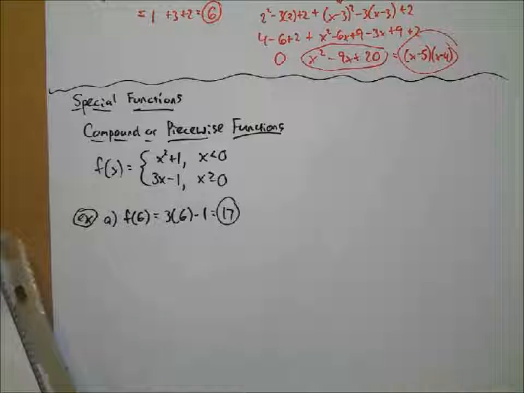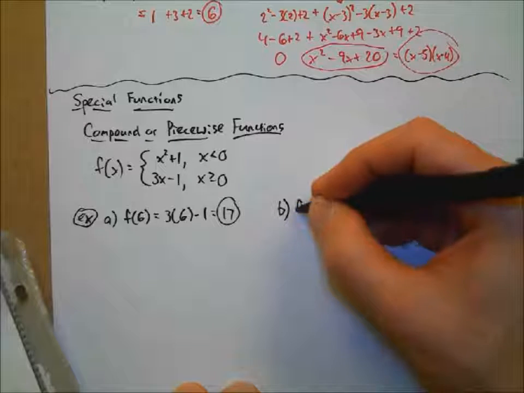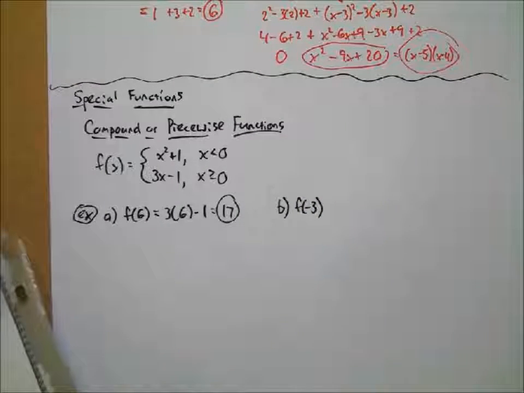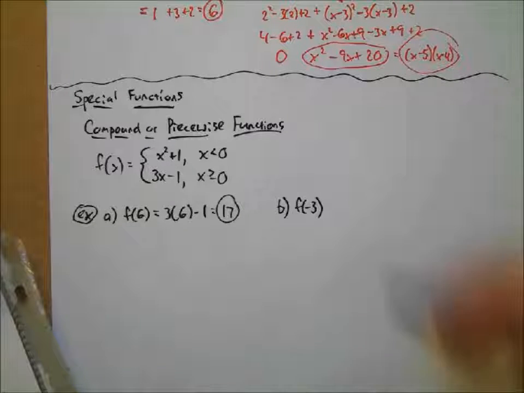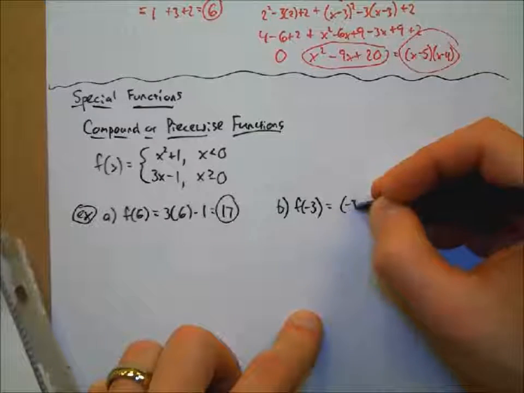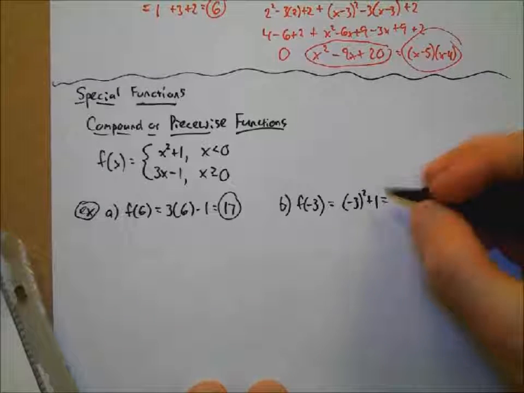All right, let's try another one here. How about f of negative 3? Where do we plug that negative 3 in, the top or the bottom? Into the top, because negative 3 is less than 0, and so this will equal negative 3 squared plus 1, which is 9 plus 1, so 10.